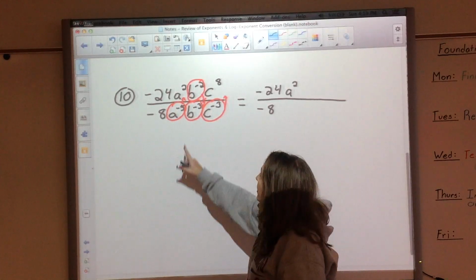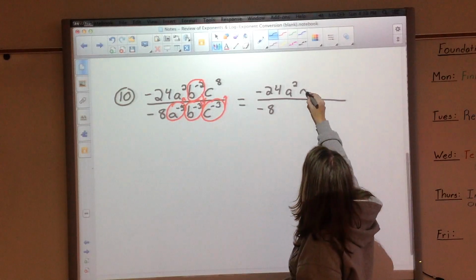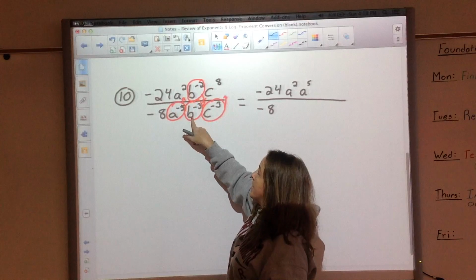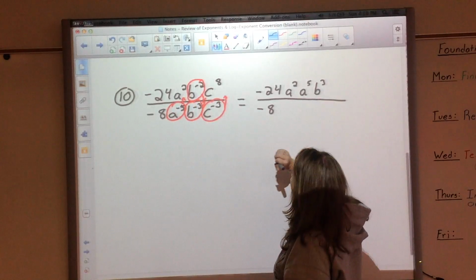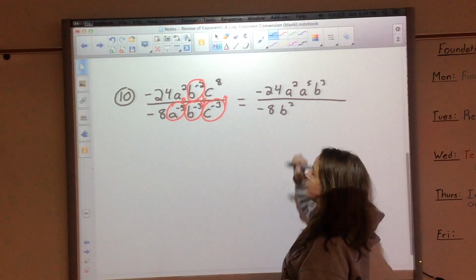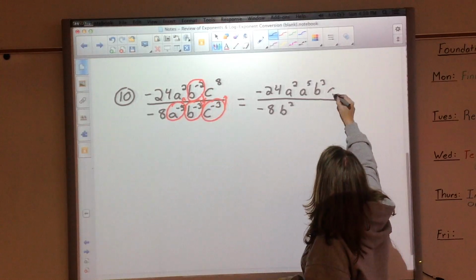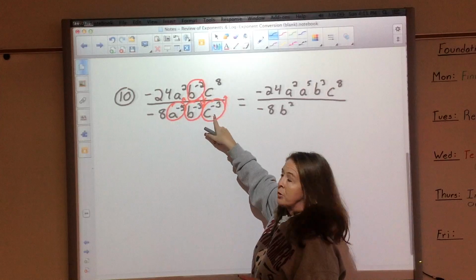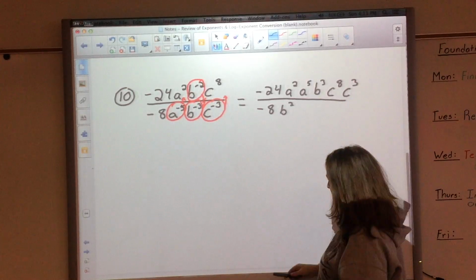So we have this one could stay. This one moved up. So that's a to the positive 5. Then these two basically switch places. So we have b to the positive 3 on the top, and then this moves down to the bottom to become b to the positive 2. The c to the 8th is good on top because it's positive. However, this c, because of the negative exponent, means it needs to move up. So we have c to the 3rd power.